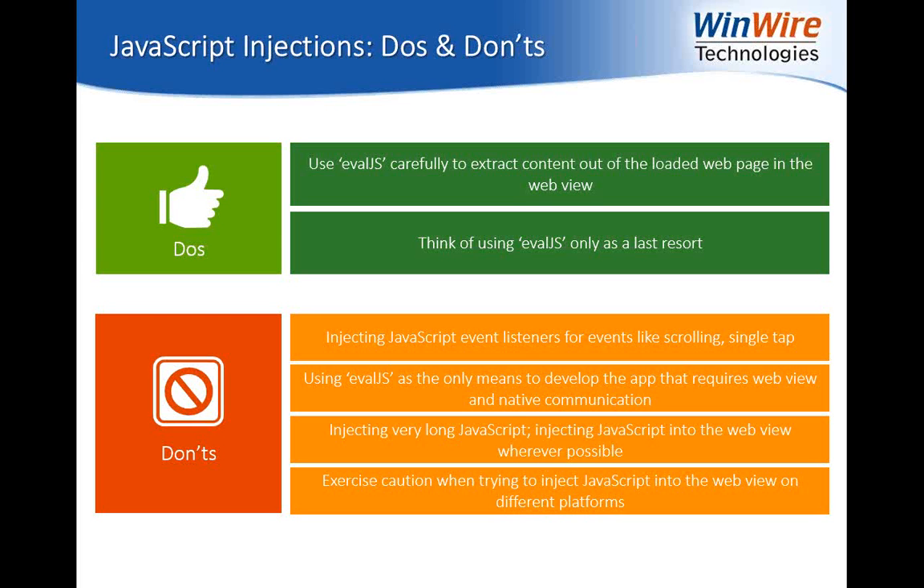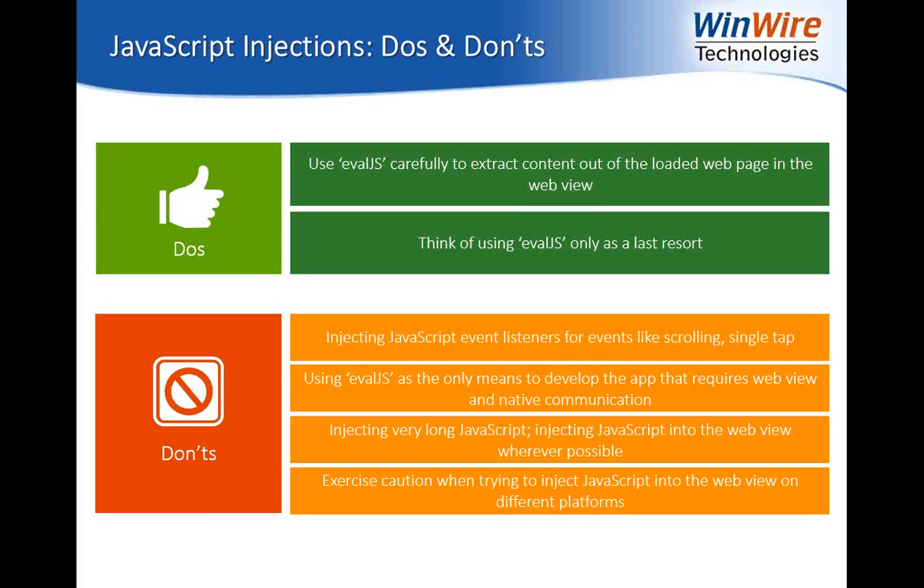And in the list of don'ts, we have injecting JavaScript event listeners for events like scrolling and single tap. Given that, if we have a hybrid application which is displaying a web view, then the web view, as a native component, already has its scrolling and single tap events handled by the system itself, handled by the operating system. However, JavaScript event listeners can also be used for handling events like scrolling and single tap. So we should not be overriding certain behavior like these.